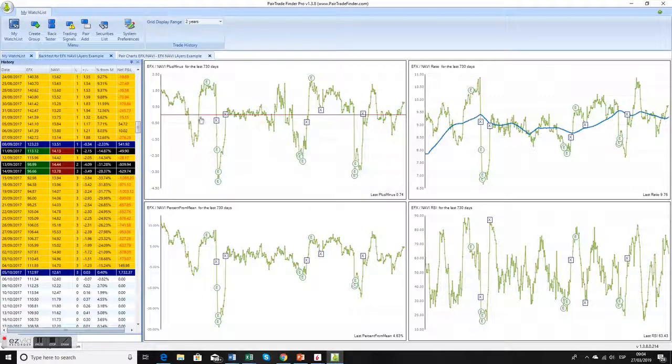It doesn't work on all pairs, but you can check this out with each pair and figure out what's the best set of settings for each pair.